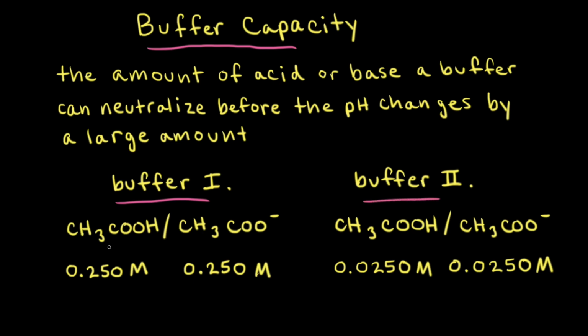Buffer solution 1 has a concentration of acetic acid of 0.250 molar and a concentration of acetate anion also 0.250 molar. Buffer solution 2 also consists of acetic acid and the acetate anion. However, in this case, both concentrations are 0.0250 molar. So buffer solution 1 has a higher concentration of both acetic acid and the acetate anion.